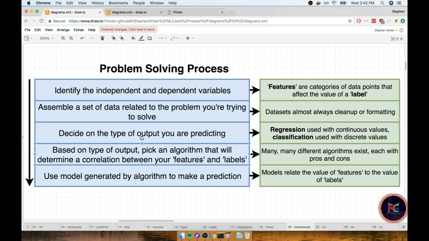Next, we picked an algorithm that would determine a correlation between our features and our labels. Again, that is something we're going to learn a lot about, all these different algorithms throughout this course, so we're going to go a little bit light on detail on that step for now. And then finally, once we used that algorithm, we produced a model that could then be used to make a prediction about some future value. The models that we generate using these algorithms are going to try to relate the value of a feature or a set of features to the value of our output, or our label.